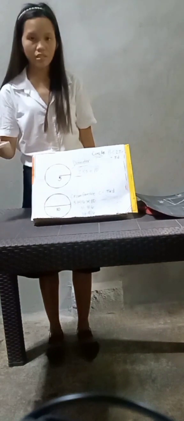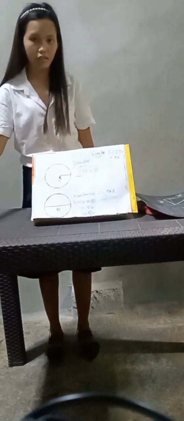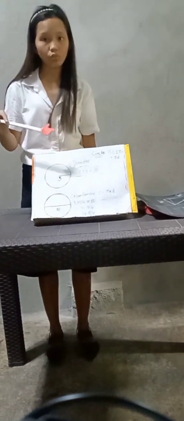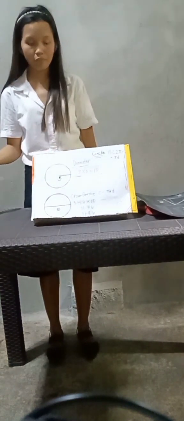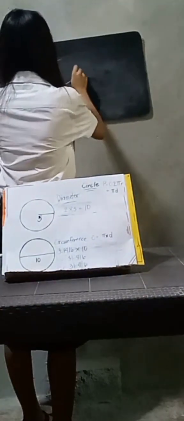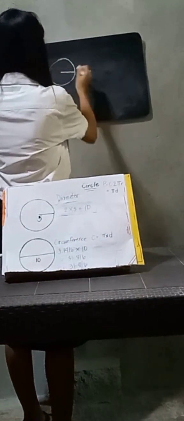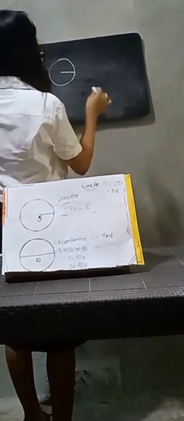For example, we have 10 as our diameter. So 10 divided by 2 equals 5. Let's have an example. Let's say that the radius of this circle is 20.